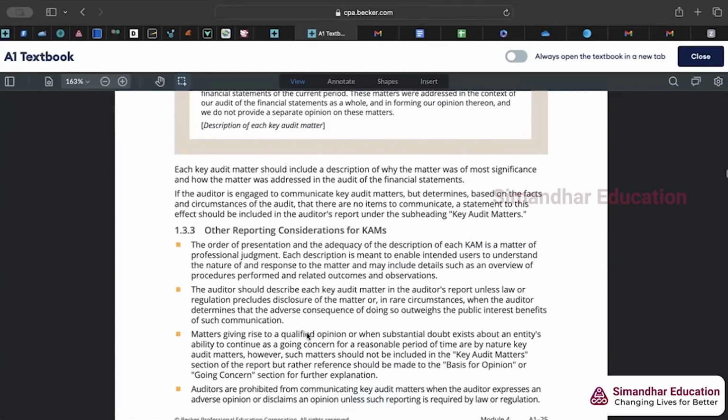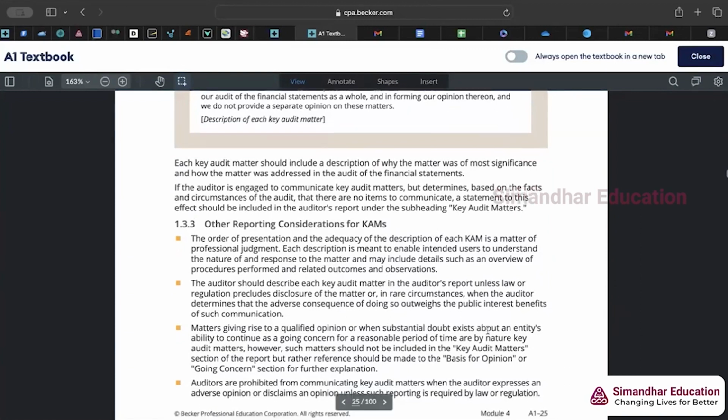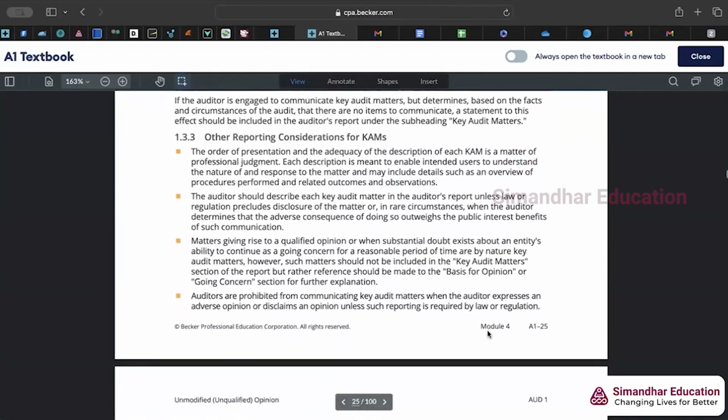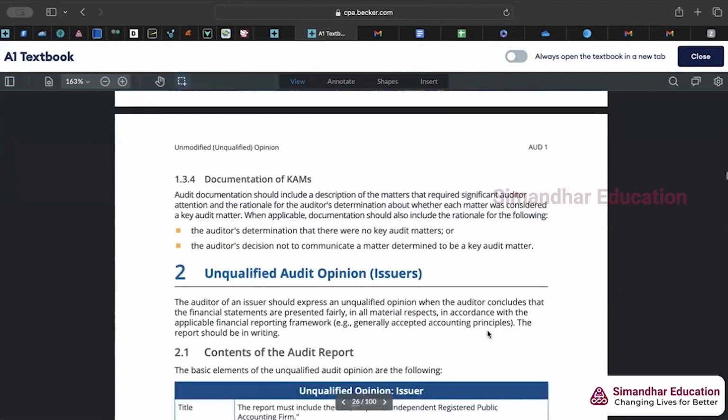Matters that give a qualified opinion or substantial doubt should go in the going concern paragraph, or they should go into the opinion paragraph and not in the key audit matter paragraph. Now, what is the documentation around CAM? Same kind of documentation that you do for your other audit captions, you will do for CAM. How did you identify that this was a significant and most important area of audit? How did your audit procedures address this area? What were the conclusions drawn?